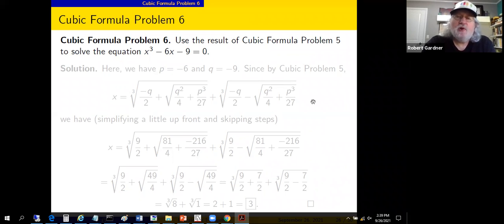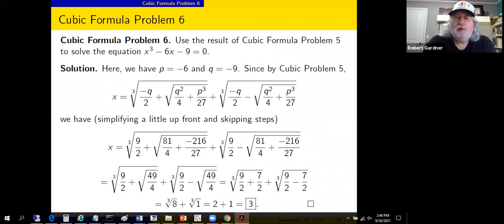Okay, this reduced version, depressed version, as the book calls it, use it to solve x cubed minus 6x minus 9 equals 0. Well, this is of the form we were dealing with, where p is -6 and q is -9. Here's what we get for an x value.